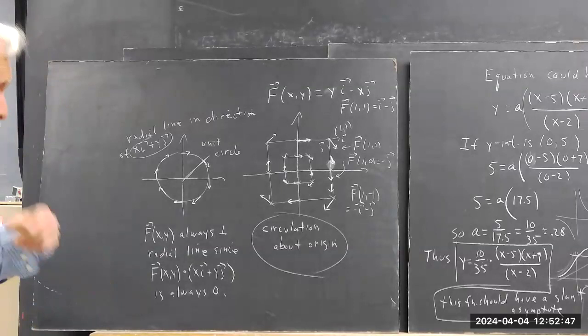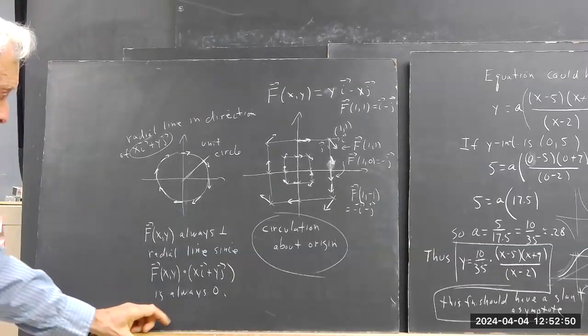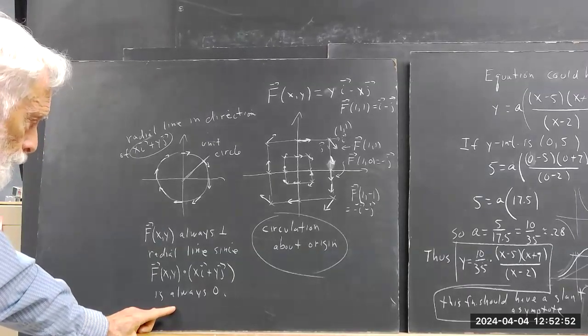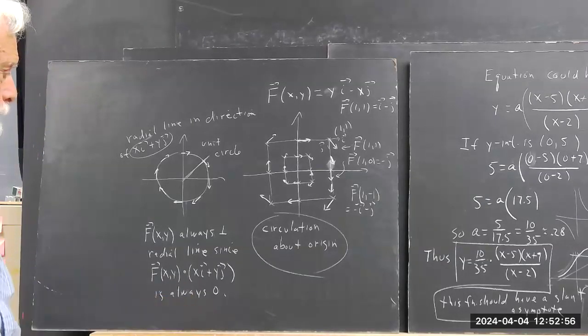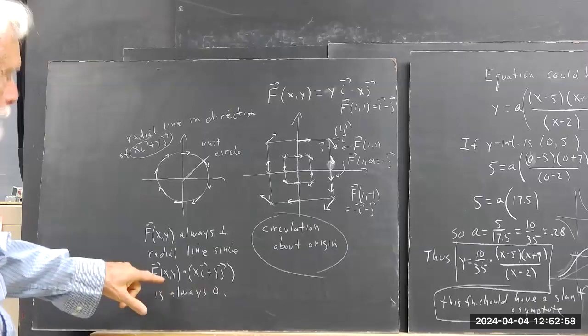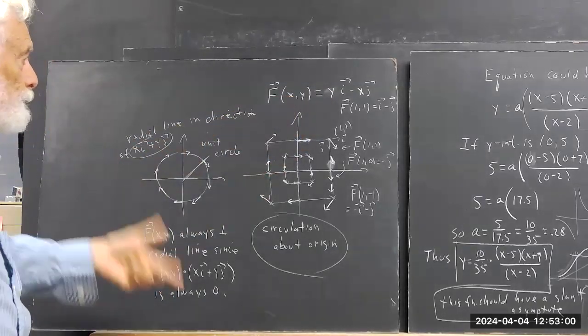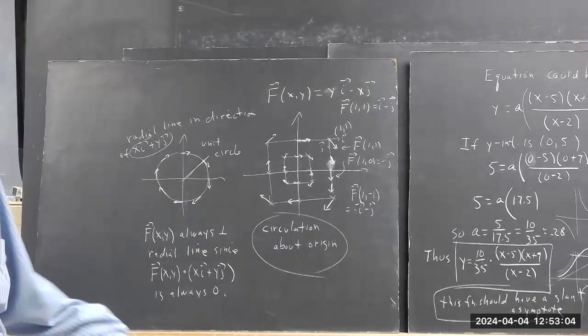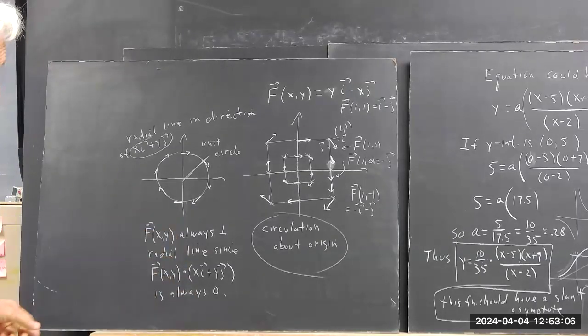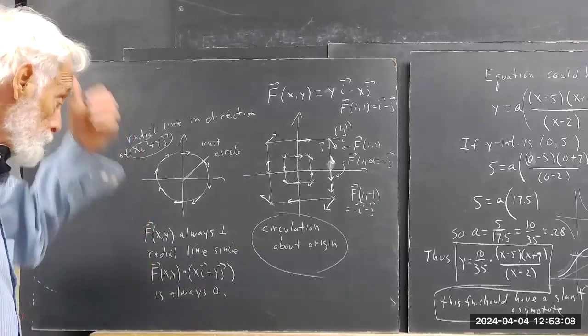Now, since that dot product is always zero, of course, you dot this with this, you're going to get xy minus xy, right? It's always going to be zero. So I'm not going to work out the details of that. They're obvious.